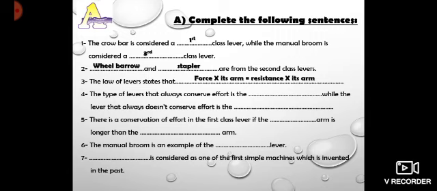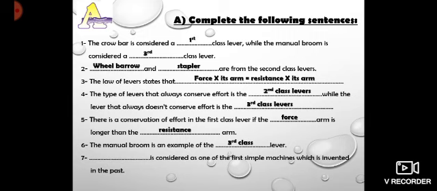4. The type of levers that always conserve effort is the second class levers, while the lever that doesn't conserve effort is the third class lever. 5. There is a conservation of effort in the first class lever if the force arm is longer than the resistance arm. 6. The manual broom is an example of the third class lever.